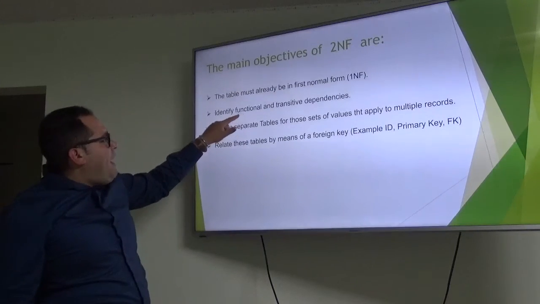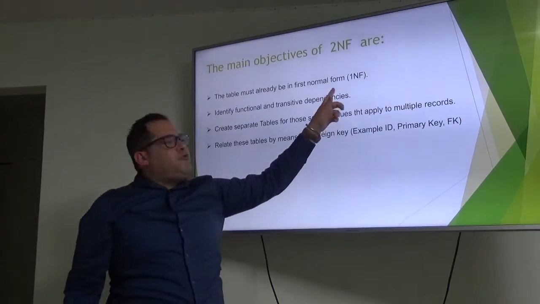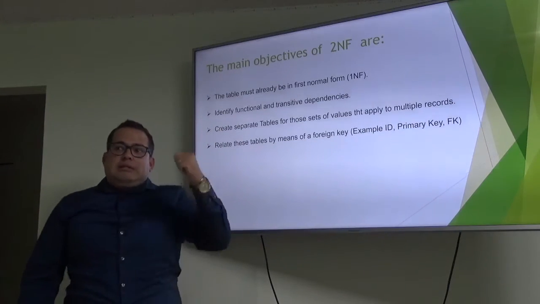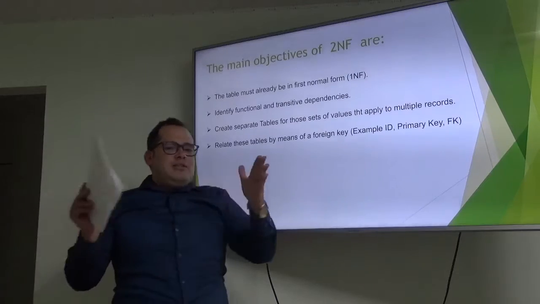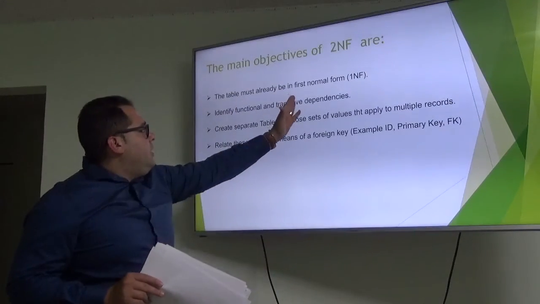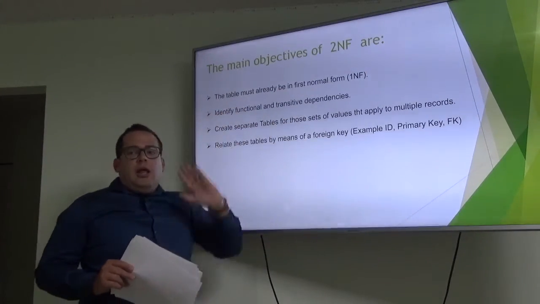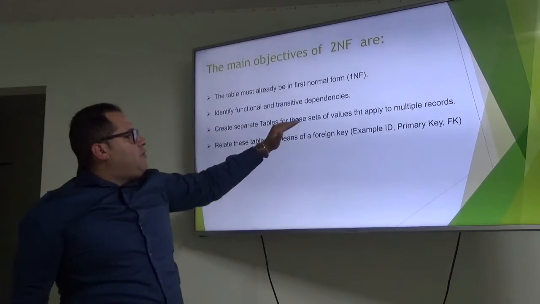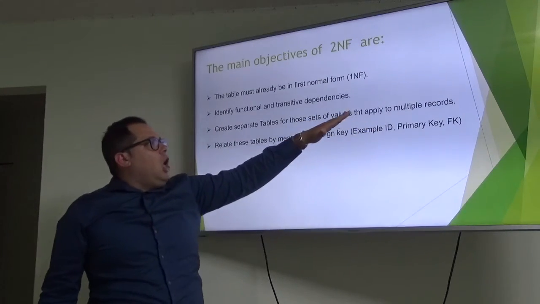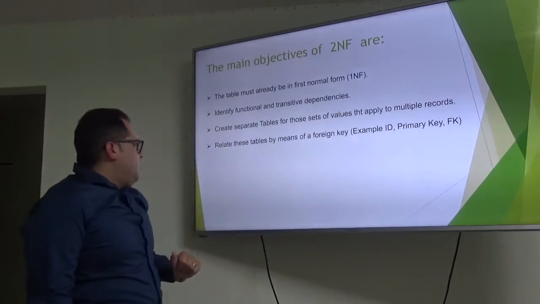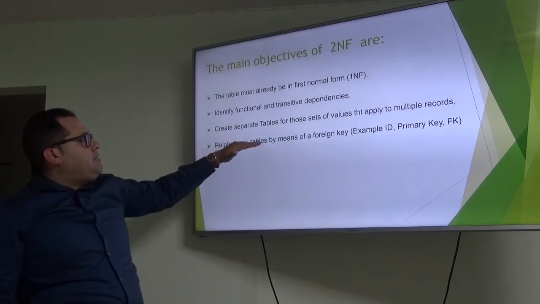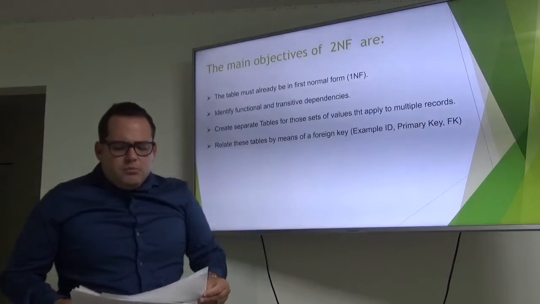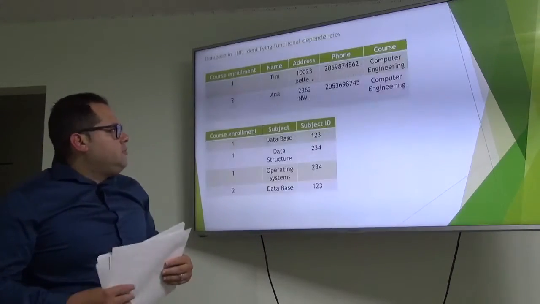Okay? Identify functional and transitive dependency. For that you must identify what is the dependent, what is the transitive, as well as the functional dependencies. Create separate tables for those sets of values that apply to multiple records and relate these tables by means of a foreign key. Let's see the example.